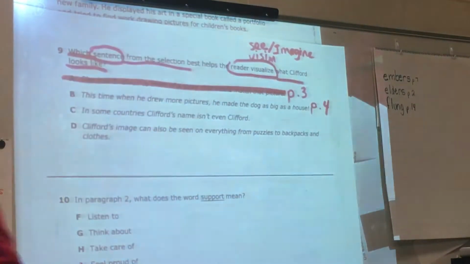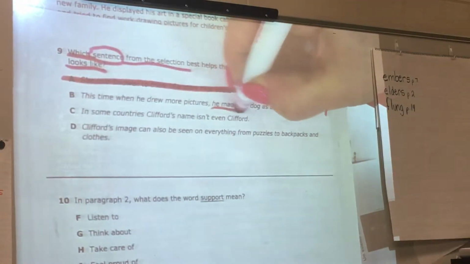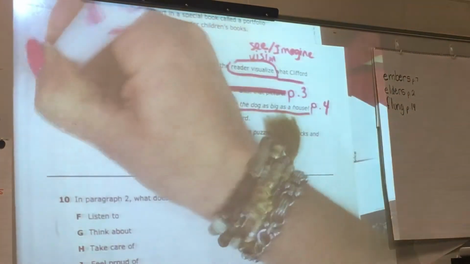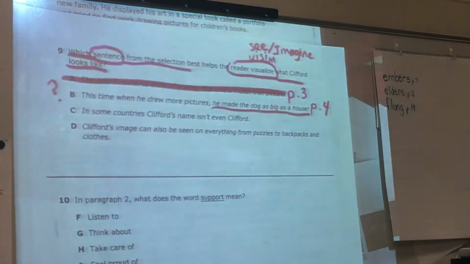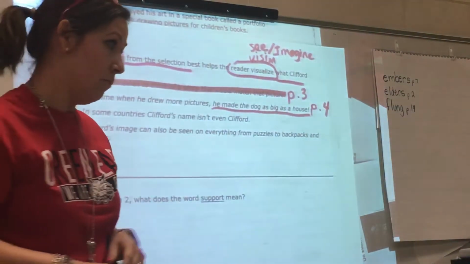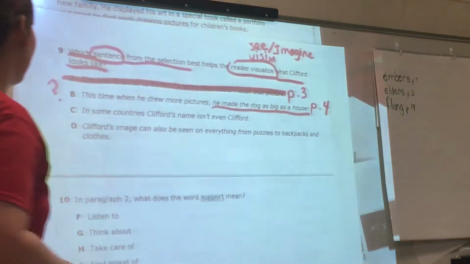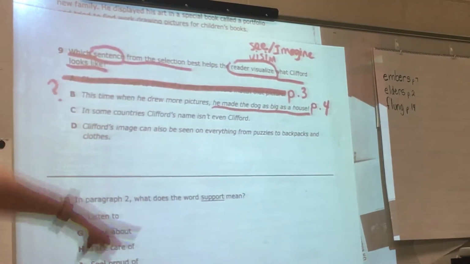So maybe. I'm not going to say this is the answer. I'm going to say this is a maybe, because I haven't even checked the other two. Right? One's going to be a total nope. Can you read me the next one?